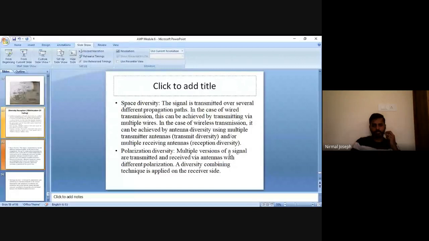Okay. Next is polarization diversity. Nothing but the same thing, only polarization differs. Multiple versions of a signal are transmitted and received via antennas with different polarization. A diversity combining technique is applied on the receiver side. That is, the receiver should know at what time which polarization is coming.